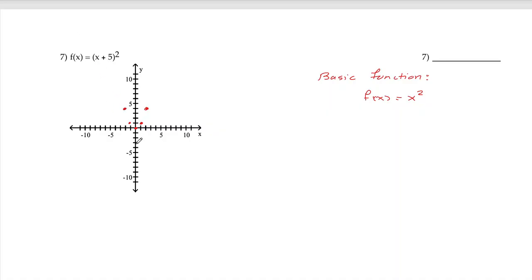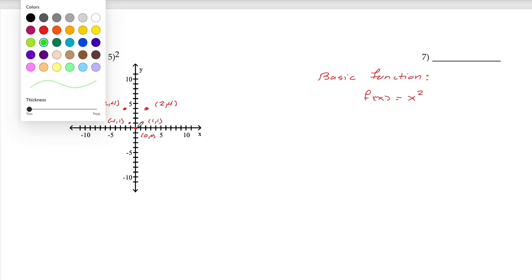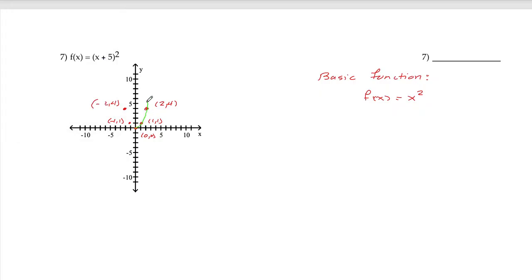right? So again, 0, 0, 1, 1, minus 1, 1, 2, 4, minus 2, 4. But now, of course, the graph looks like this. Again, I will try my best with a parabola. So this one is y equals x squared. But we want to get y equals x plus 5 squared.